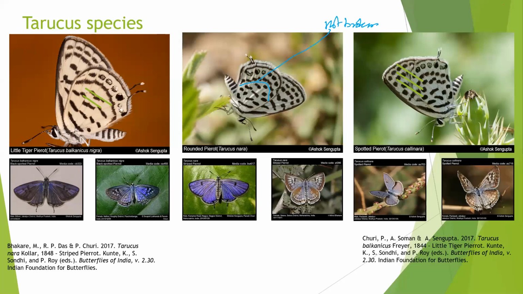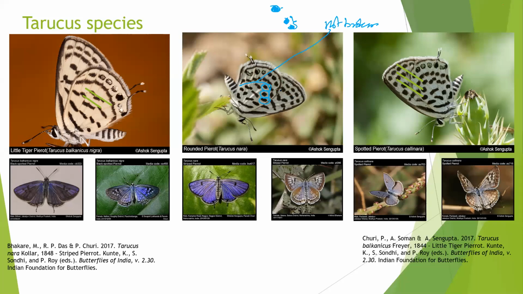And there are three spots here on the hind wing, 5, 6, and 7. If you see, spot 6 is close to 7 and separated from 5. The arrangement is like this. This is the spot number 5, this is the spot number 6, and this is spot number 7 in the vein. So these two are close, away from the last one.